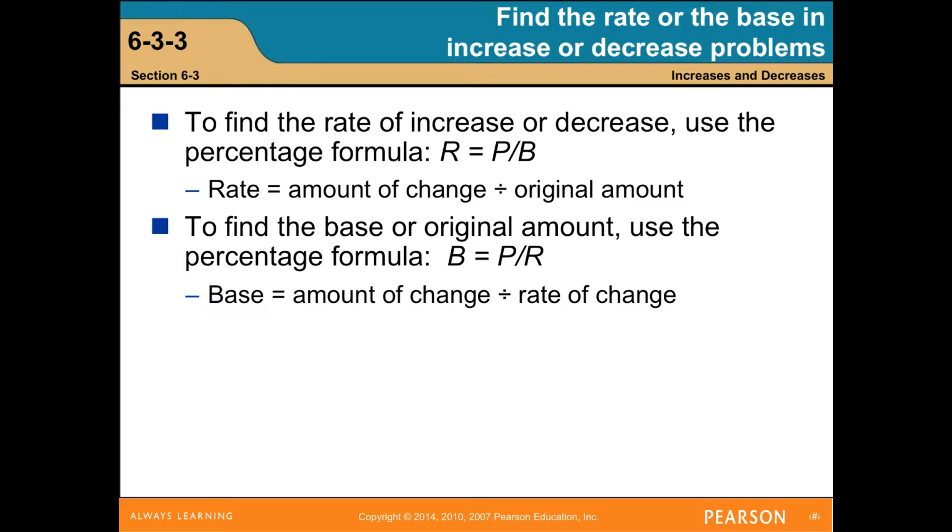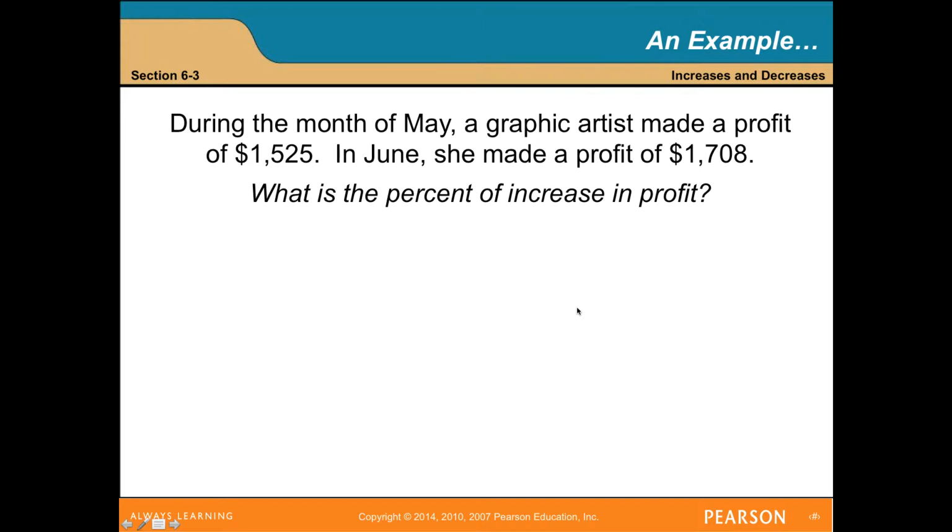To find the rate of increase or decrease, use the percentage formula. R equals P over B. Rate equals the amount of the change divided by the original amount. To find the base or original amount, use the percentage formula. B equals P divided by R. Base equals the amount of change divided by the rate of change.